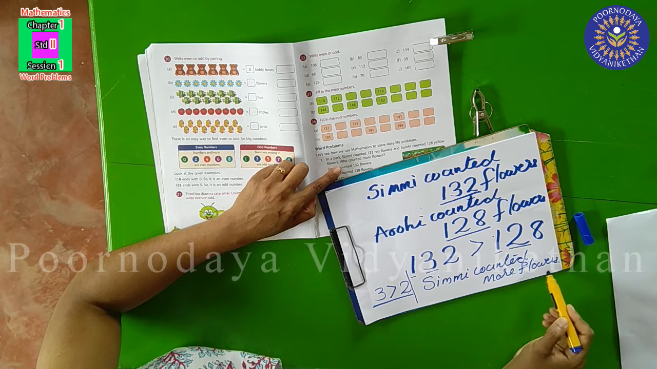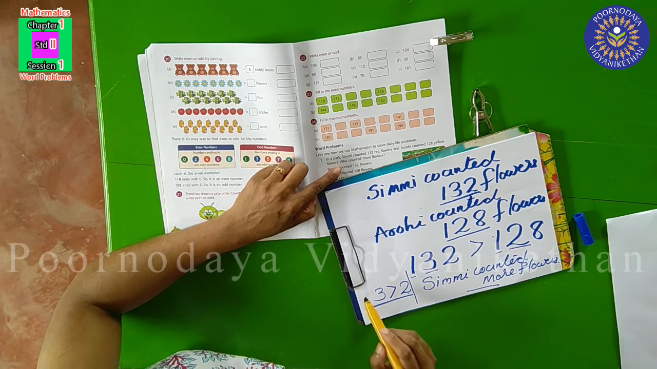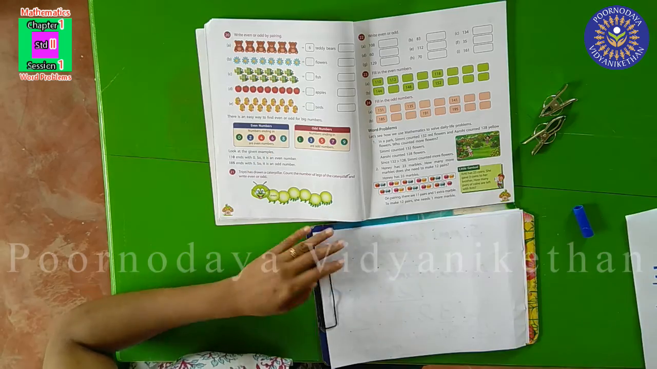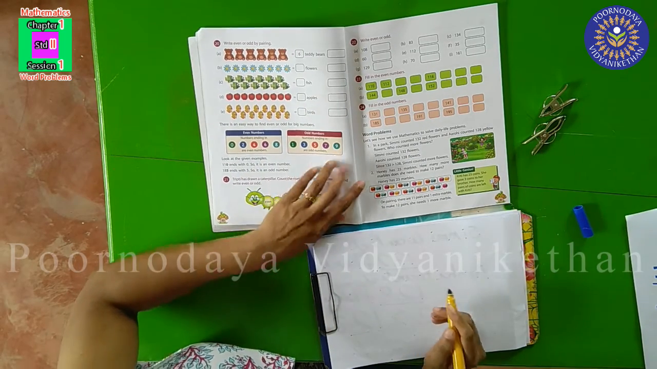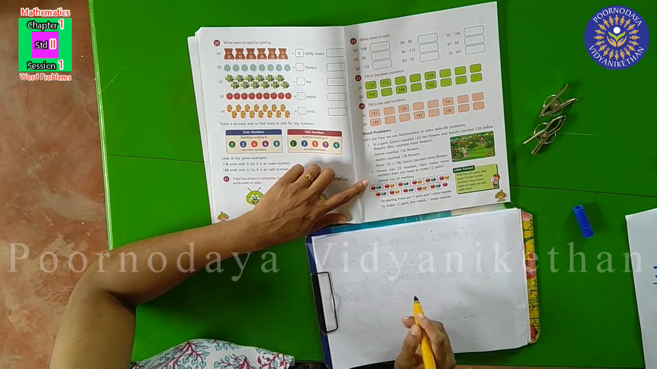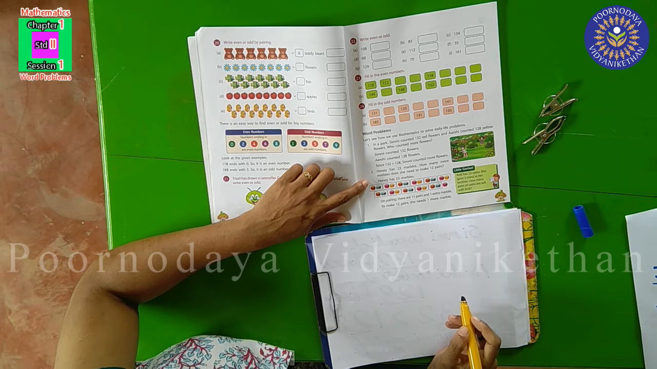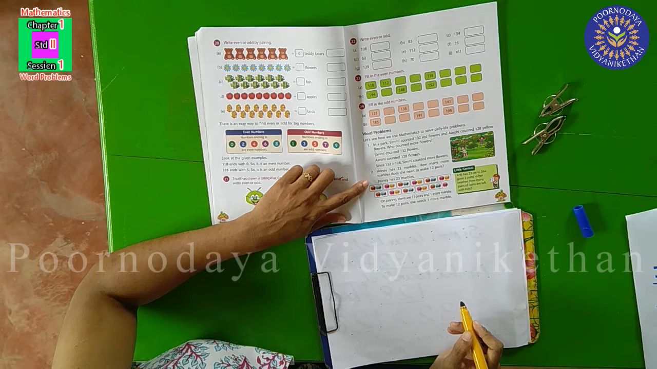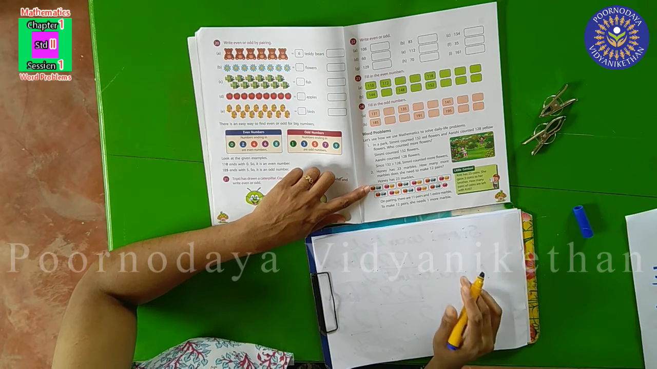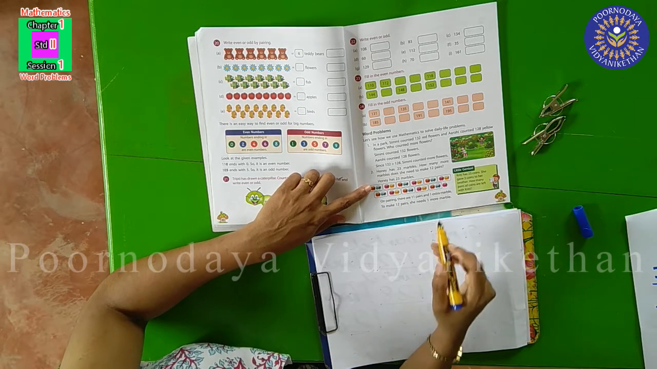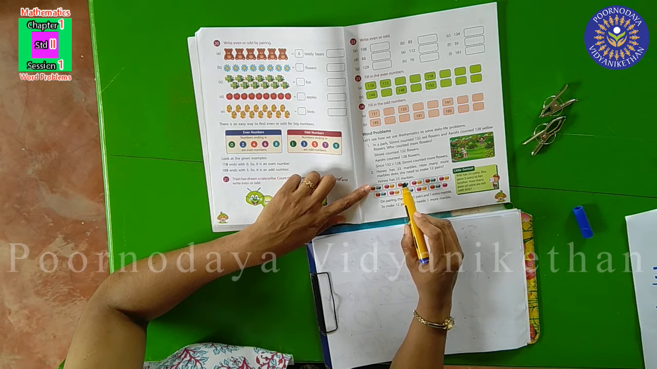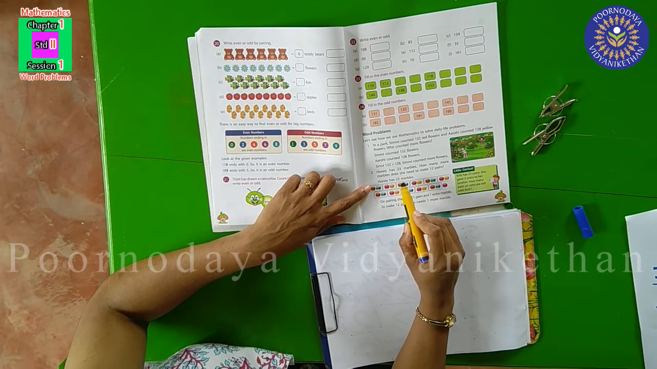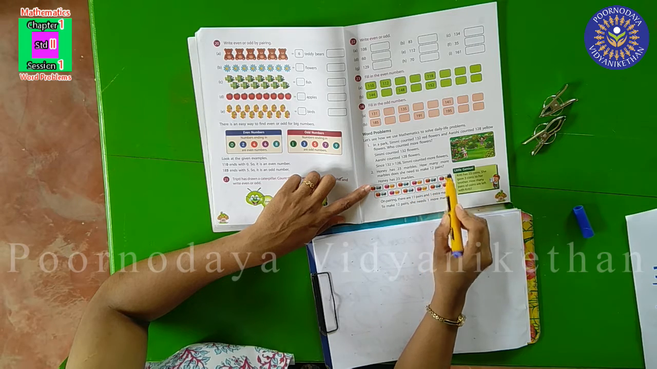Simmi counted more flowers. Did you understand how to solve the word problem? Clear? So the second question. What's the second question? Honey has 23 marbles. How many more marbles does she need to make 12 pairs? Read the question once again.